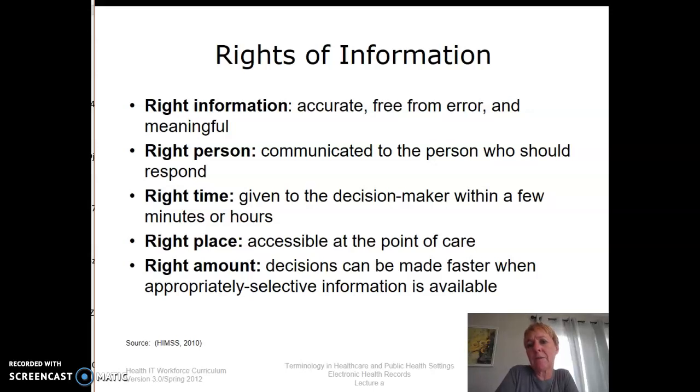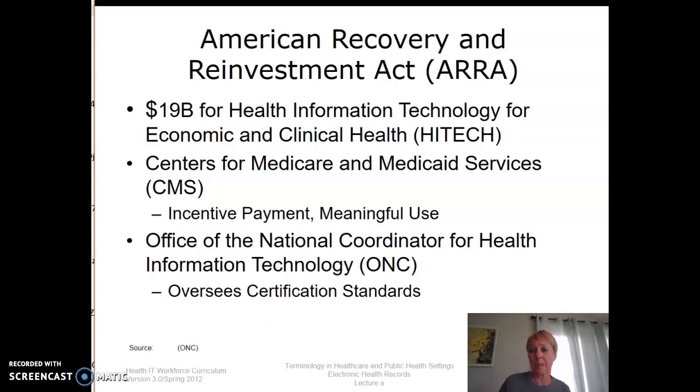For a patient or electronic record, these are the rights. You have a right to information that's accurate, free from error, and meaningful. It's got to be communicated to the right person at the right time so that person can then make decisions. It's got to be in the right place. If it's not accessible during that point of care, it's kind of worthless. And it's got to be the right amount of data, appropriate information for what you need, so the provider doesn't have to wade through a lot of information to get what they need to know.